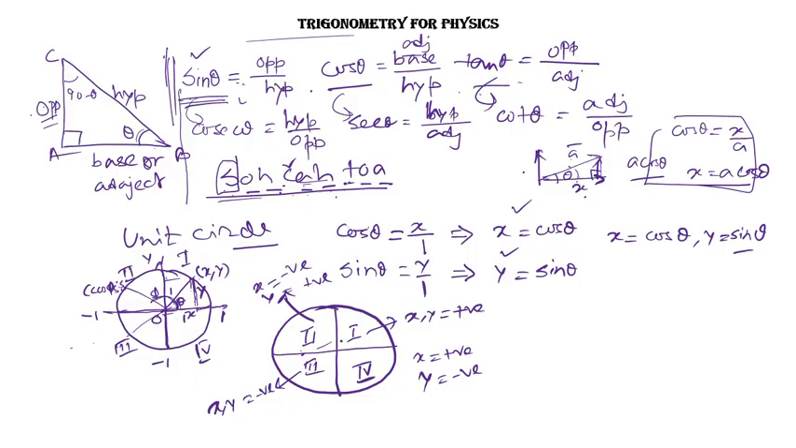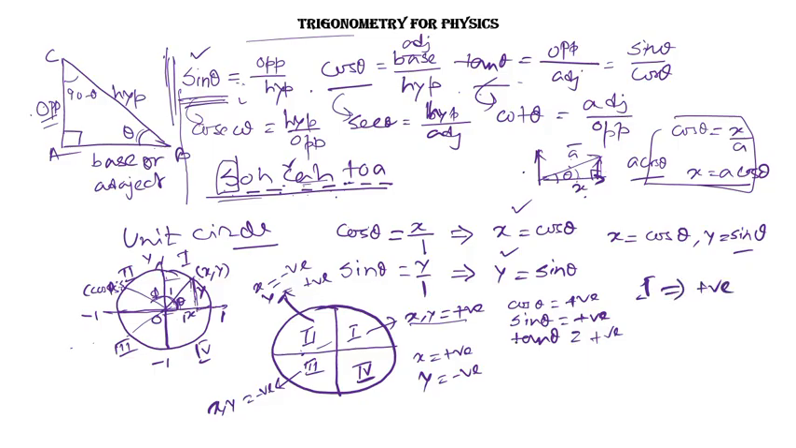So here, what I can say is cos theta is positive in the first coordinate. I am talking about the first coordinate. Sin theta is positive. Tan theta is opposite to adjacent, which is nothing but sin theta by cos theta. So if sin is positive and cos is positive, then tan is obviously positive. So in the first coordinate everything is positive.